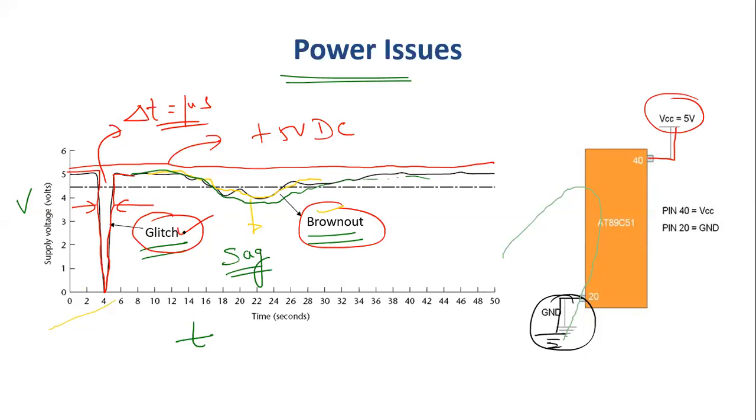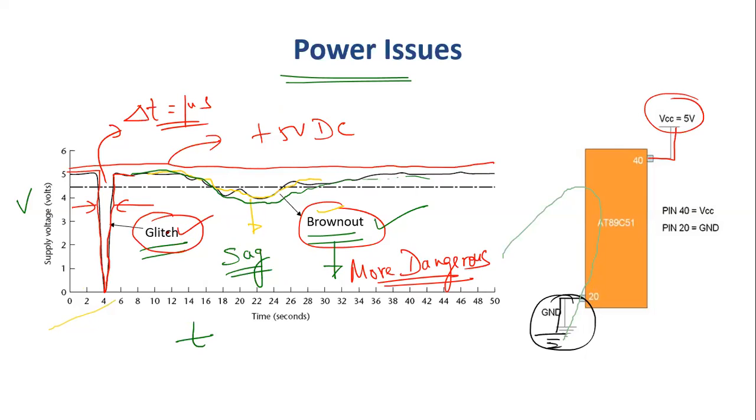So these are the two potential problems that may arise when you are designing a power circuit, a glitch and a brownout. Of the two, which one is potentially more dangerous, if you ask? A glitch or a brownout, this fellow, the brownout, is potentially more dangerous. This is more dangerous than a glitch. The reason is straightforward.